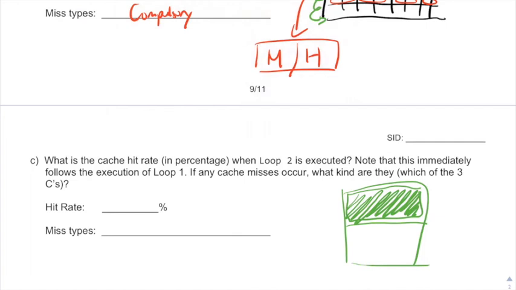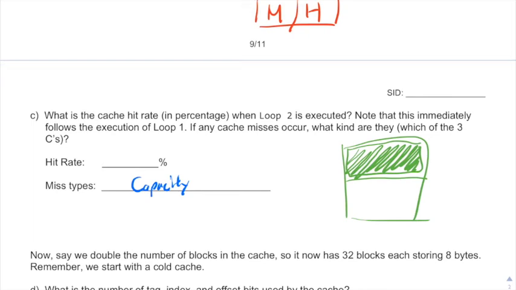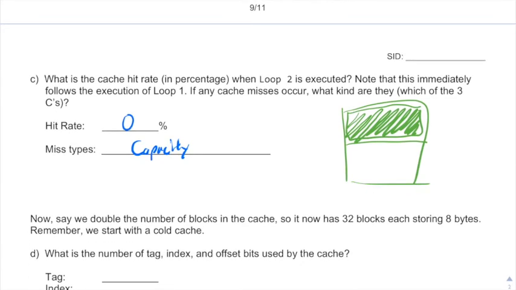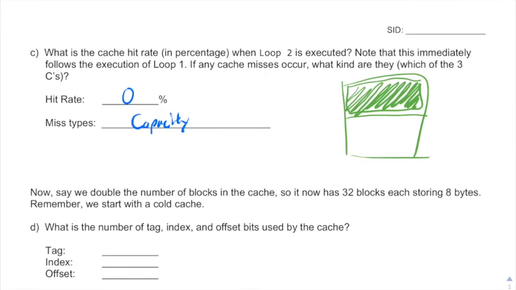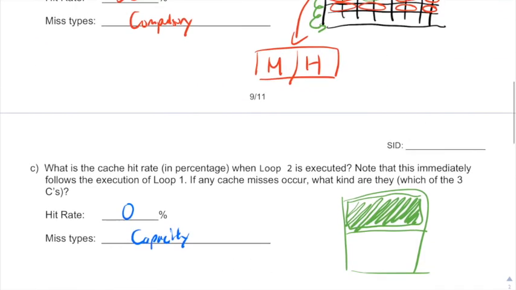I'm not sure if I explained this well. If you still have questions about this, you can just ask on Piazza after I post this video. But for part C, the answer is 0%, and the miss type is capacity. Some of you might be asking why it isn't a conflict miss. An answer to that has to do with the fact that if we were to make this cache a fully associative cache, we would still have the same issue.